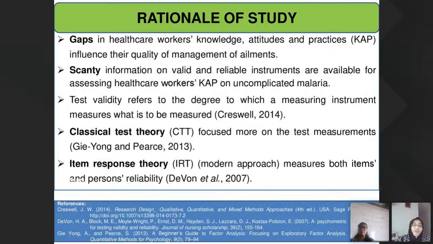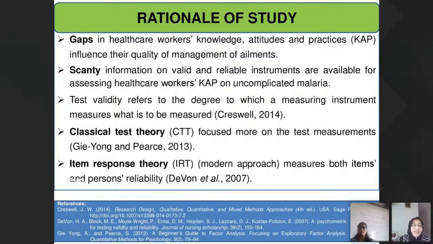From the extensive literature review, what we found is that there was scanty information on a valid and reliable instrument to assess healthcare workers' knowledge, attitude, and practice on uncomplicated malaria. Malaria, in African countries, is very prevalent. My former PhD student came from Nigeria, so for his country it is a main public issue. Besides the current COVID-19 pandemic, malaria has been there for ages.